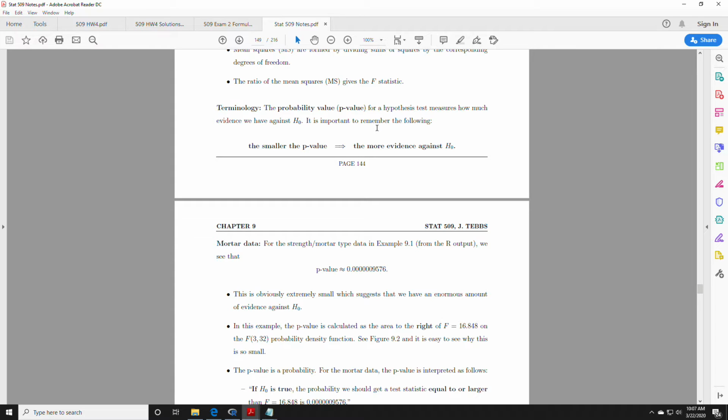observing our results or even more extreme results given that the null hypothesis is true. So the probability of observing our results or even more extreme results given that the null hypothesis is true.